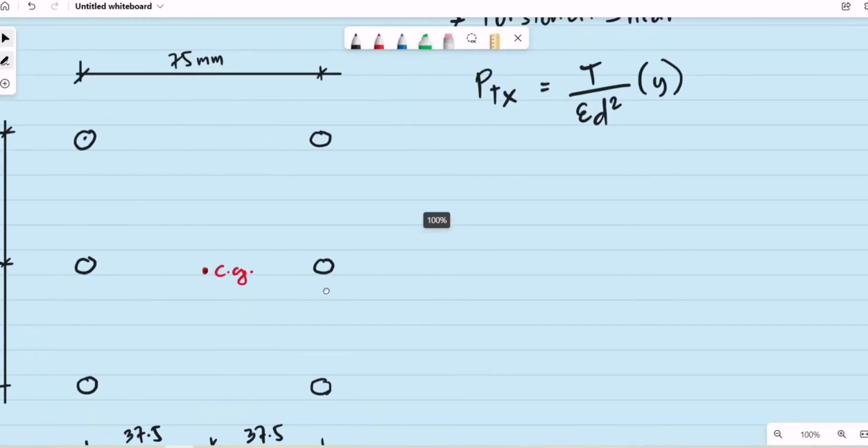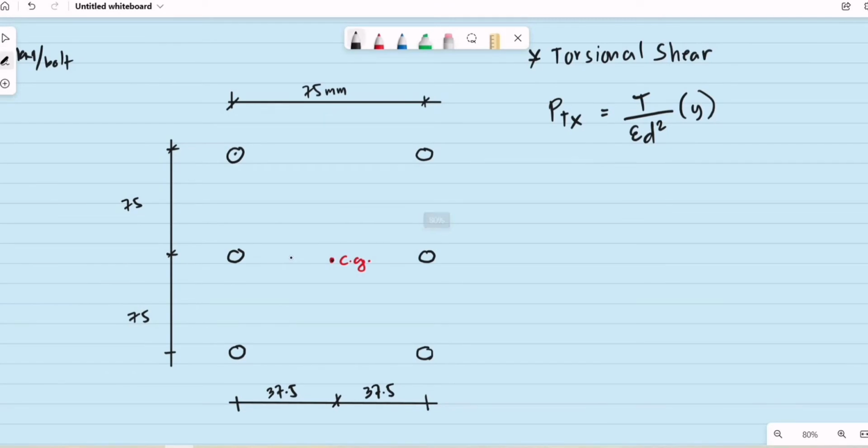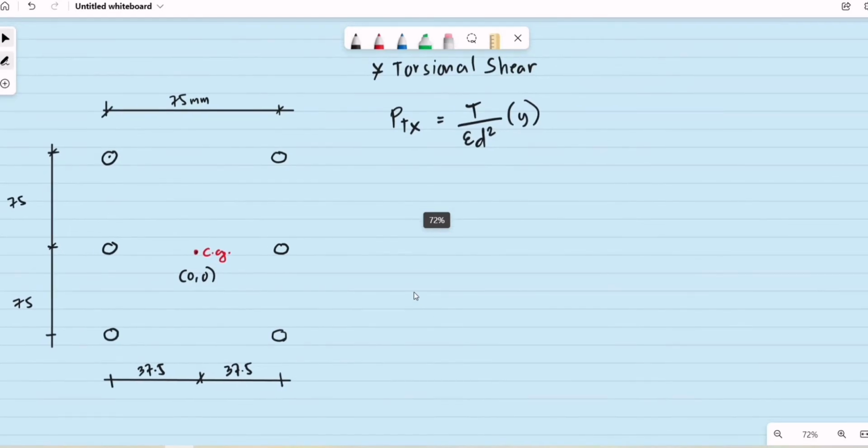We may assume, in terms of the rectangular coordinate system, that the center of gravity of all bolts will be at the origin. So let's say these are the bolts, we have 6 bolts: 1, 2, 3, 4, 5, and 6. What will be their abscissa, or the x, and the ordinate, or the y?